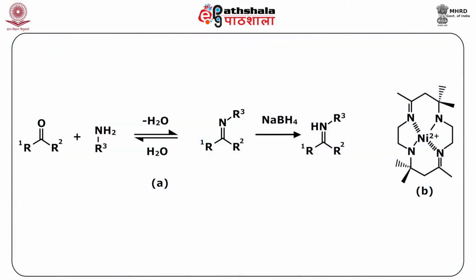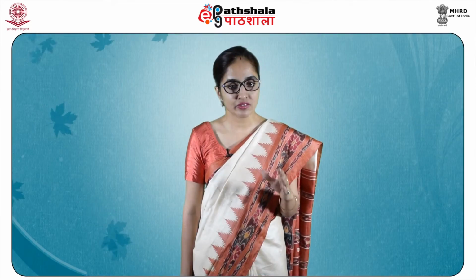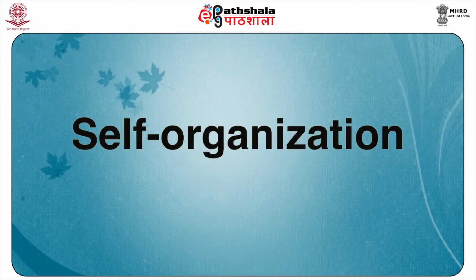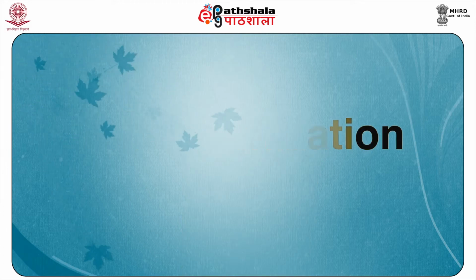Now see this reaction here, which we were earlier talking about. It's a Schiff-base condensation and the reduction of the product to give an amine. And the second one, which is B, is a macrocycle synthesized by aldol condensation of acetone and the nickel(II) tris(ethylenediamine) complex. Now after having studied the self-assembly, we shall now concentrate on self-organization.